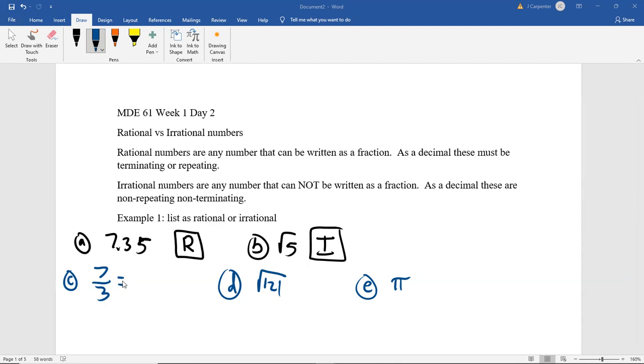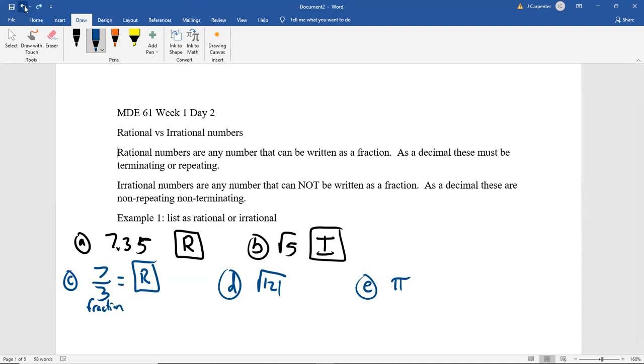Do we think 7/3 is a fraction? We got a vote for rational. So we got one for rational, one for irrational. Who wants to be the tiebreaker? Rational. We got another vote for rational. So this one is, in fact, rational because this is a fraction, and that is the definition of rational numbers: any number that can be written as a fraction. It's already set up for victory there.